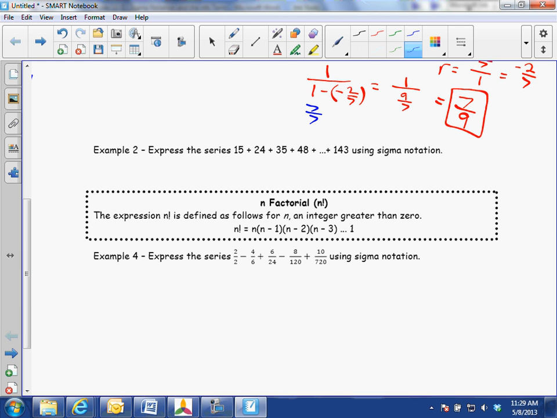Let's think. How can I get to 15 if I'm using perfect squares? Well, what's the perfect square that's close to 15? 16. And how do you get 16? 4 squared. And if 4 squared is 16, how do I get to 15? So it's n squared minus 1. Will that work over here? Yeah, because if I put in 5 squared minus 1, it's 24. If I put in 6 squared minus 1, it's 35, right? So our general form is just going to be n squared minus 1.